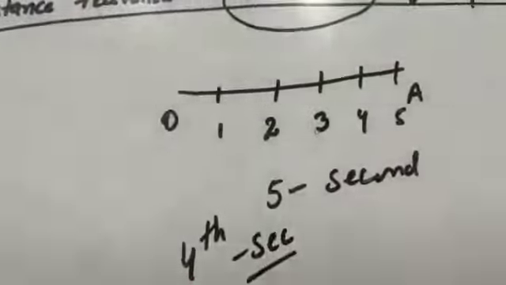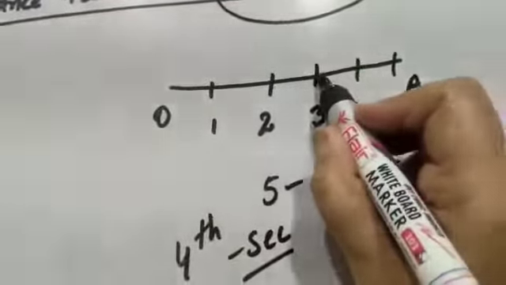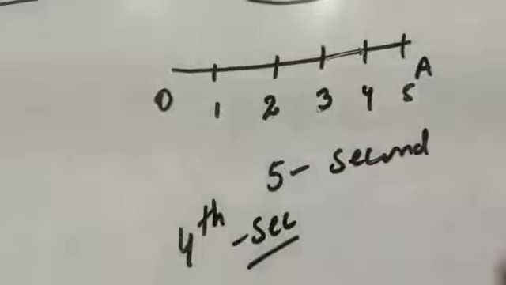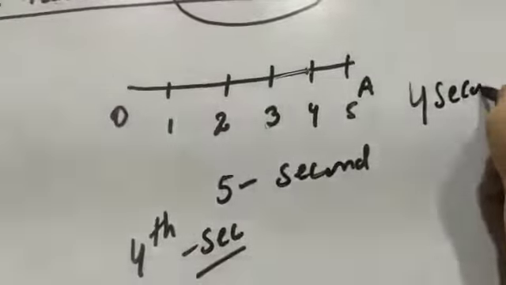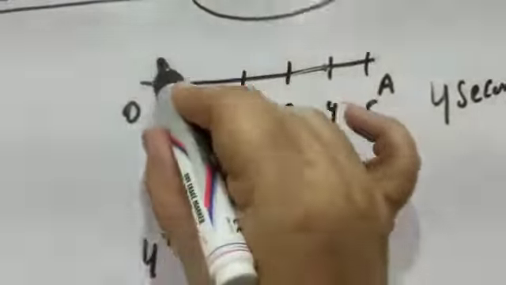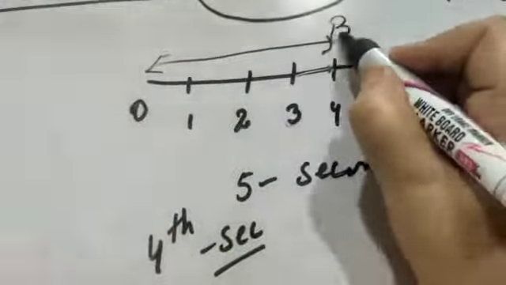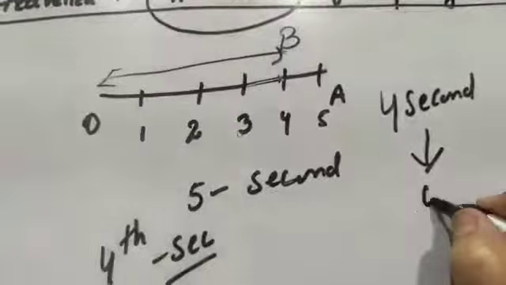Now what does it mean? Fourth second means here we are talking about this much distance traveled. Here we are not talking about 4 seconds. When we say the distance traveled in 4 seconds, in that case we will calculate this much distance up to this point. Let me name this B, OB. So the distance traveled in 4 seconds is OB.